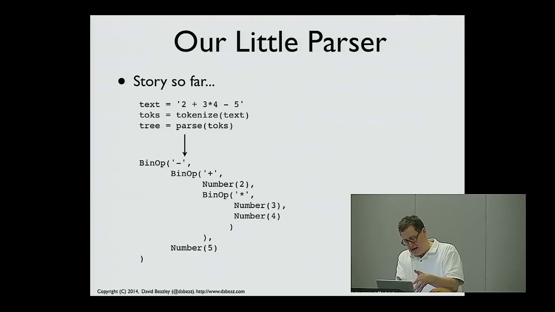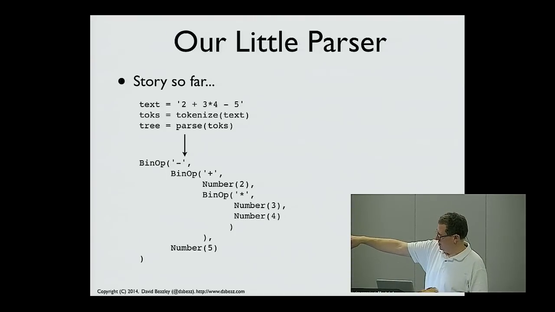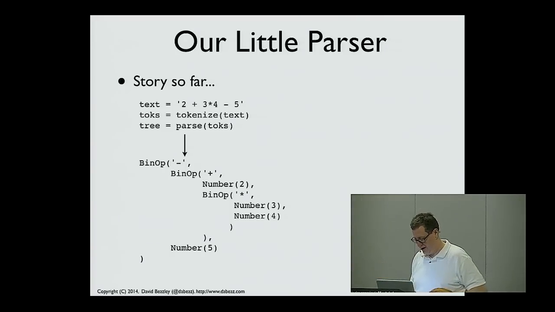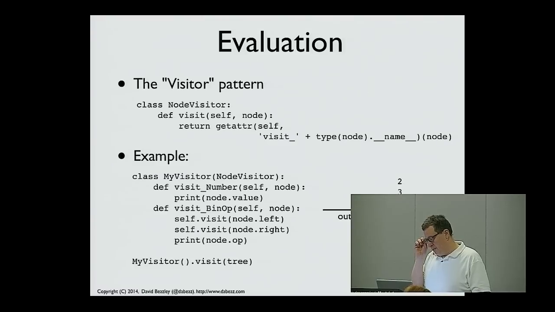Let's say you actually created a big tree structure like this. You have all these nodes, like binary operators and numbers and so forth, and you build up this large tree structure. How do you deal with that? What is the mechanism for dealing with a nested tree structure like that? How do you navigate through it? How would you even print it out? How would you even view it? A very standard way of doing that is to implement something known as the visitor pattern.